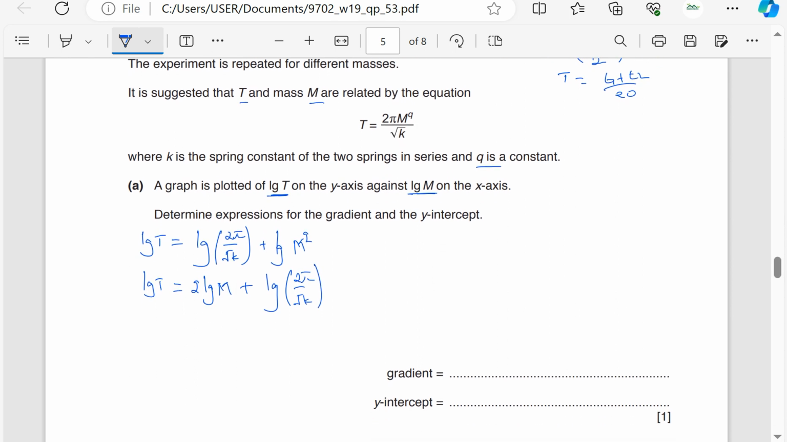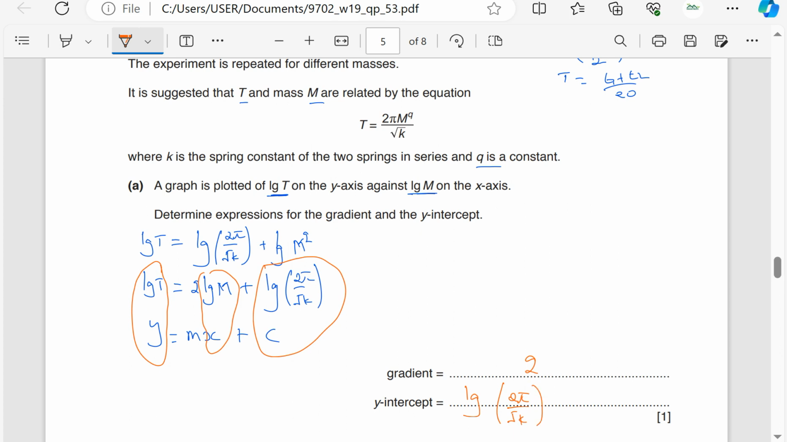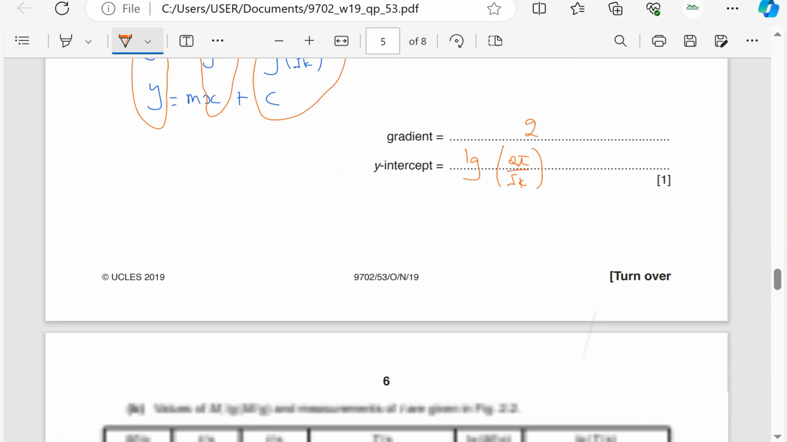So if I compare this equation with y equals mx plus c, it means on the y-axis I have log of T. On the x-axis I have log of M. So it means the gradient is Q. Automatically the y-intercept is going to be log of 2 pi divided by root of K. So that is the y-intercept. Okay.